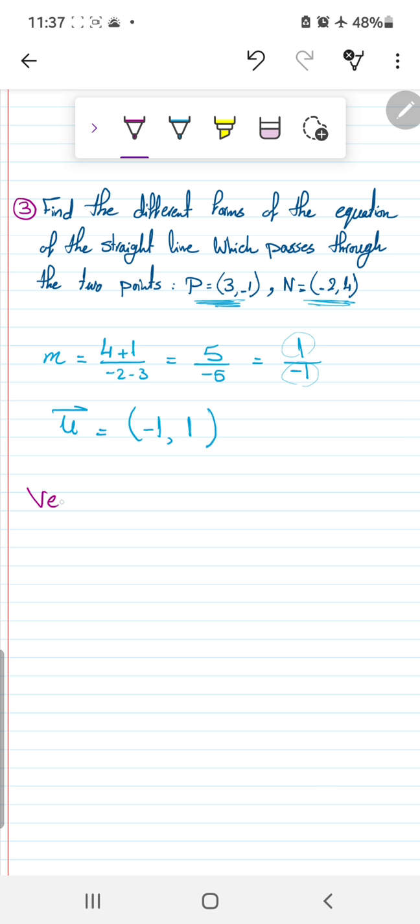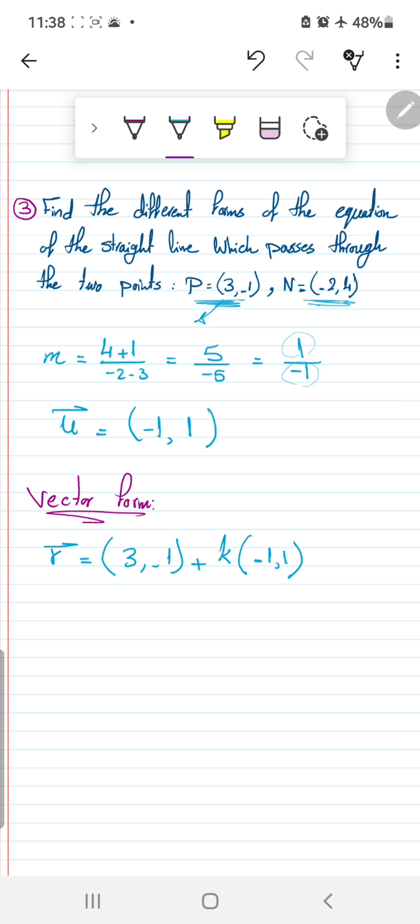Here first, the vector form. Which point do we take? In any way we can take the first point. Okay, we take the first point, which is P. So here r equals (3, negative 1) plus any constant times the direction vector, which is (negative 1, 1). And this is the vector form.